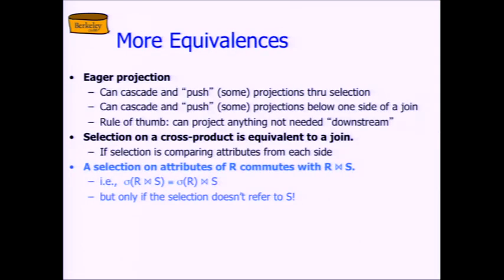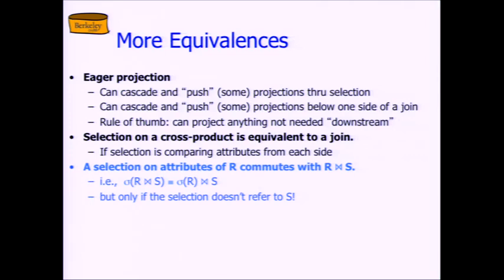All right. More equivalences. You can push projection through selection. So you have something like project I of select A equals 4 of T. You can push the projection down below the selection, sort of, but we're going to need this A here to evaluate the selection. So the best you can do, you can't push the projection all the way down.